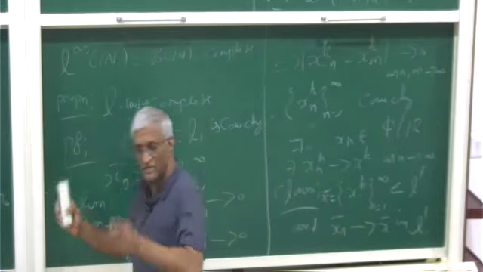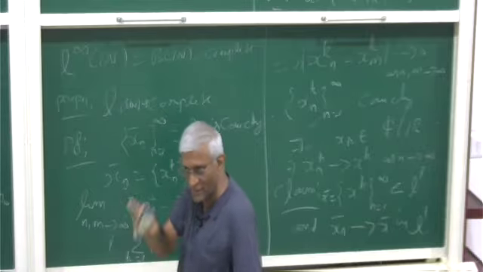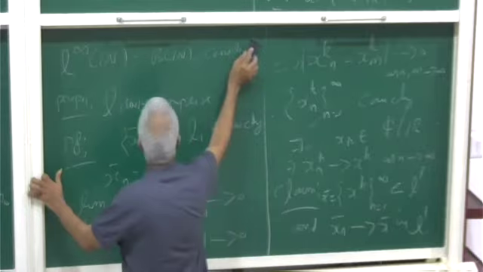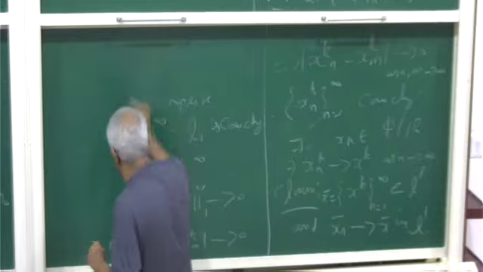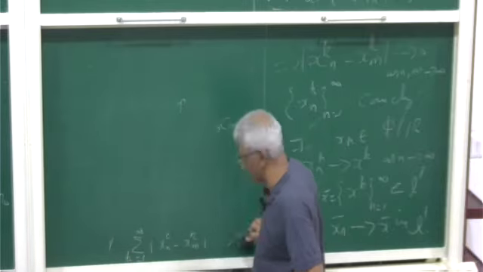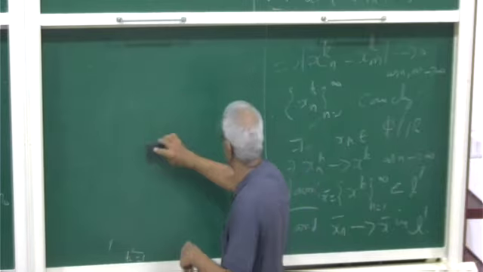Similarly, you do this for L2, except that you need something square and square root. It is a little bit slightly more messy, but the same proof, no difference.